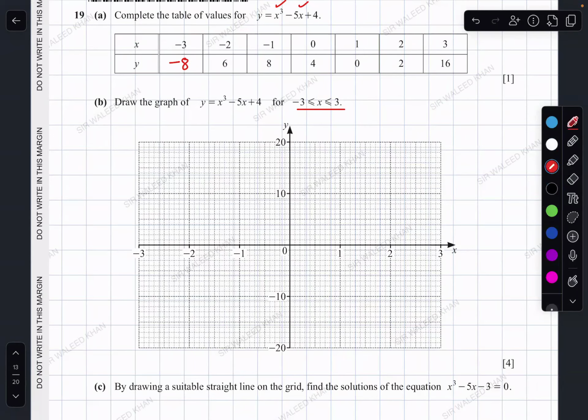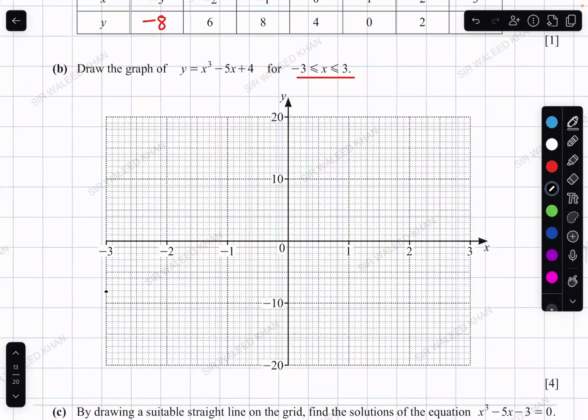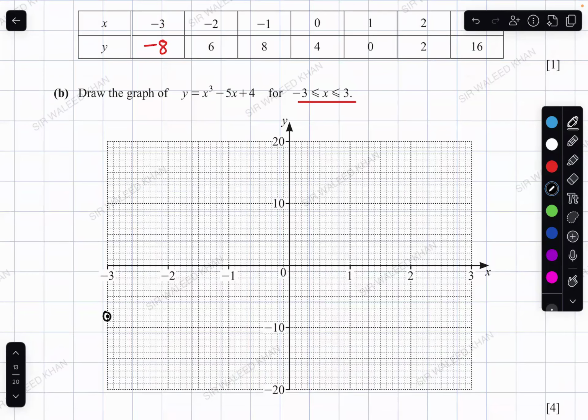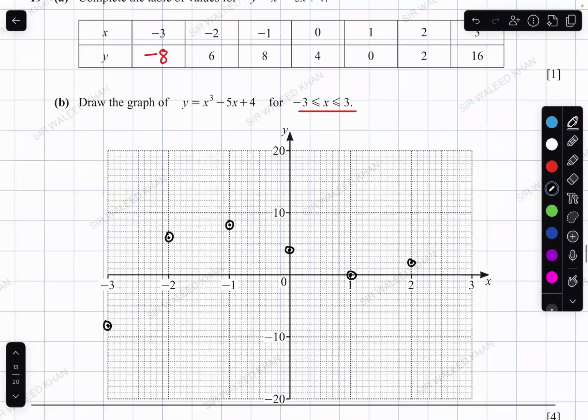Okay. So -3 and -8, -3 and -8 over here. -2 and 6. -1 and 8. 0 and 4. 1 and 0. 2 and 2. And 3 and 16.